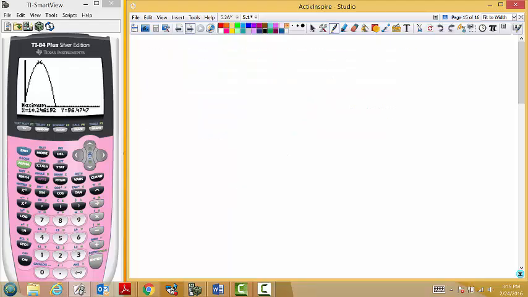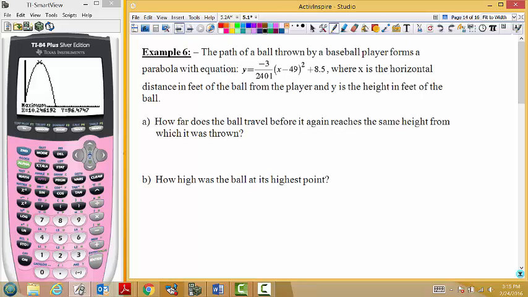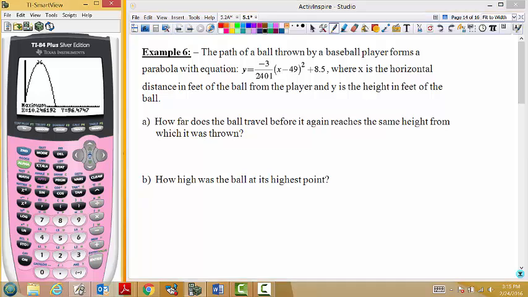Last one. The path of a ball thrown by a baseball player forms a parabola with an equation, where x is the horizontal distance in feet of the ball from the player and y is the height in feet of the ball. How far does the ball travel before it again reaches the same height from which it was thrown? Okay, so let's graph it. Negative 3 over 2401, parentheses, x minus 49 squared plus 8.5. Let me hit graph.